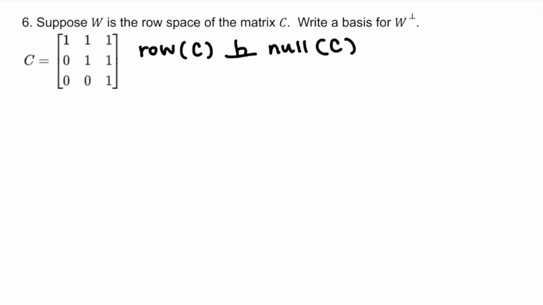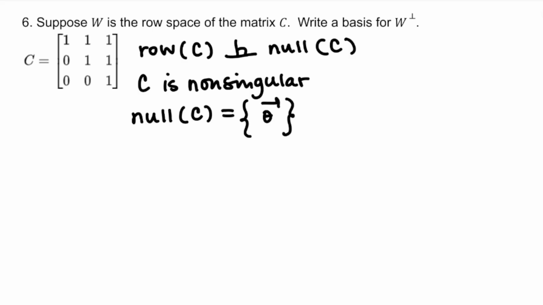It's non-singular. So I can say, well, if it's non-singular, that means that its null space is just the 0 vector. Right? But then if it's just the 0 vector, then that's going to be the basis for the null space, which is the orthogonal complement. So I'll just say that's the basis for W perp.